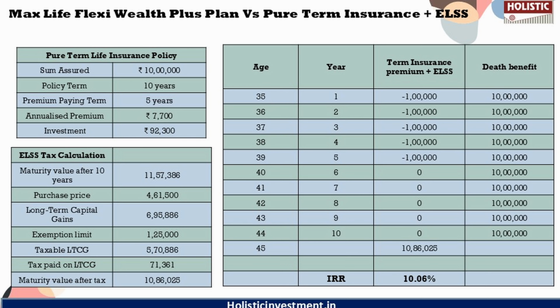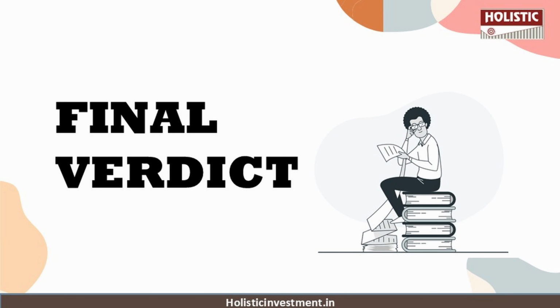So this is beneficial to the investor in the long run as the return is higher than the inflation rate. If you have any doubts regarding how the ELSS tax is calculated, we do have a small tabular column presented on the screen for your reference, which you can pause and see. So in this alternative strategy, what we understand is it gives you better returns and better liquidity compared to the Max Life policy. Then what is the final verdict?